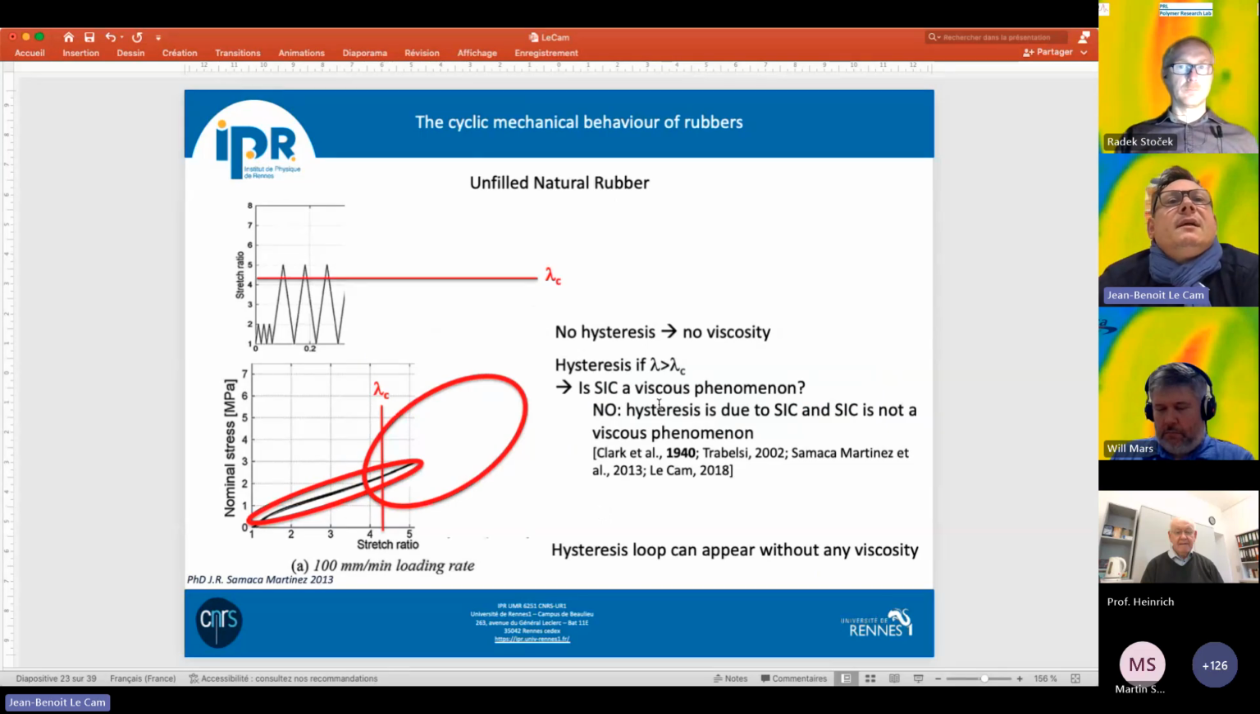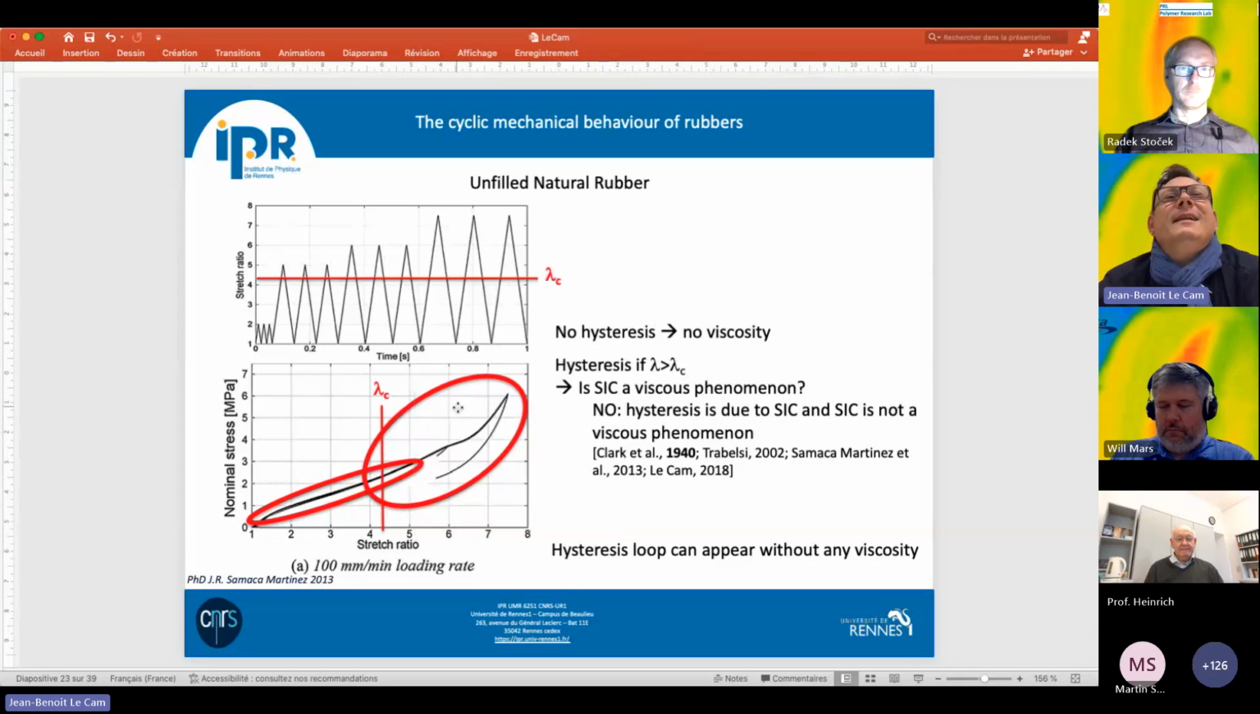Okay. The second thing is that we have seen previously, and sorry for these manipulations on the graphs, that from a stretch at which crystallization starts, there is a hysteresis loop that forms in the mechanical response of unfilled natural rubber, and not before. And if the material was viscoelastic, of course, the viscoelasticity does not start when the crystallization starts. So a hysteresis loop can occur without any viscosity. There are materials that are not so dependent on the strain rate, and also the fact that a hysteresis loop can form without any viscosity.